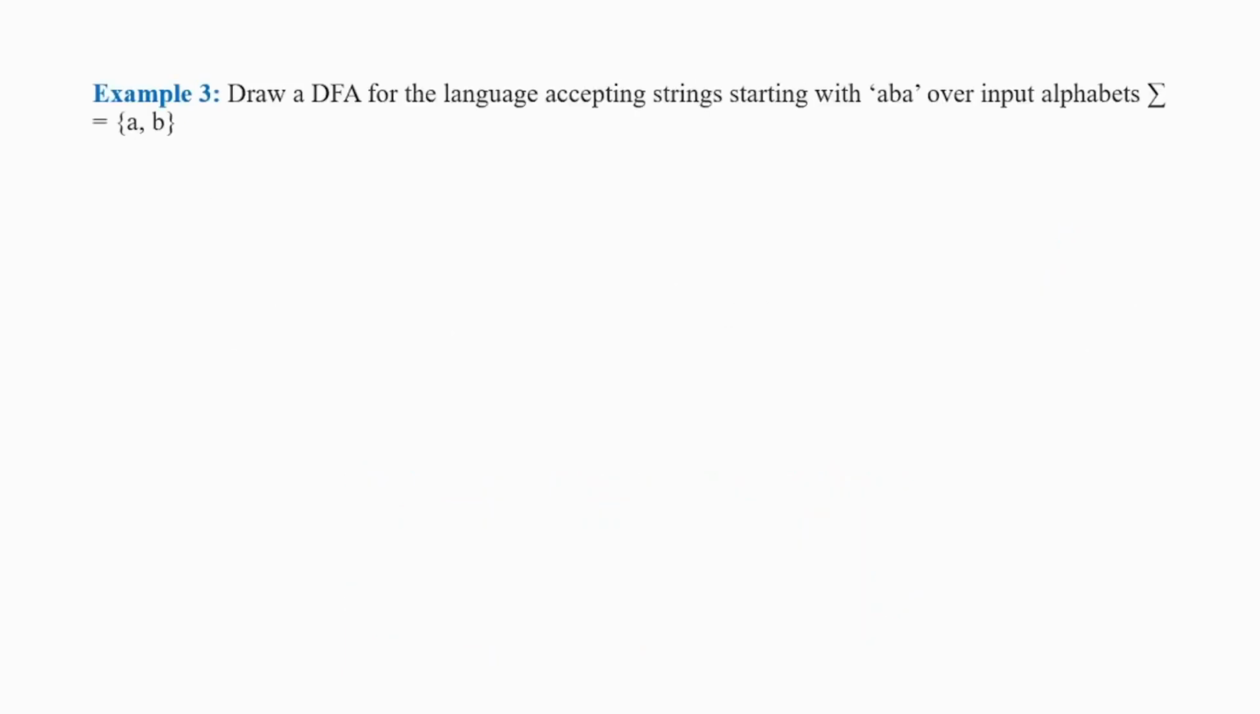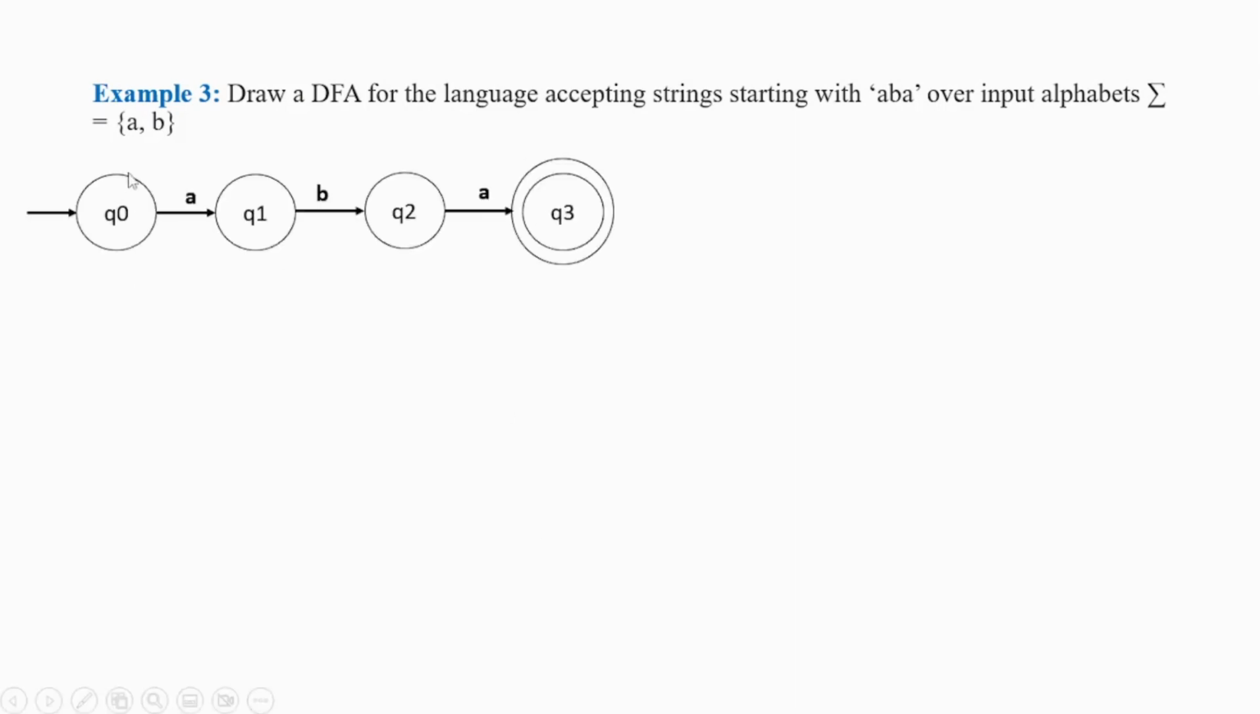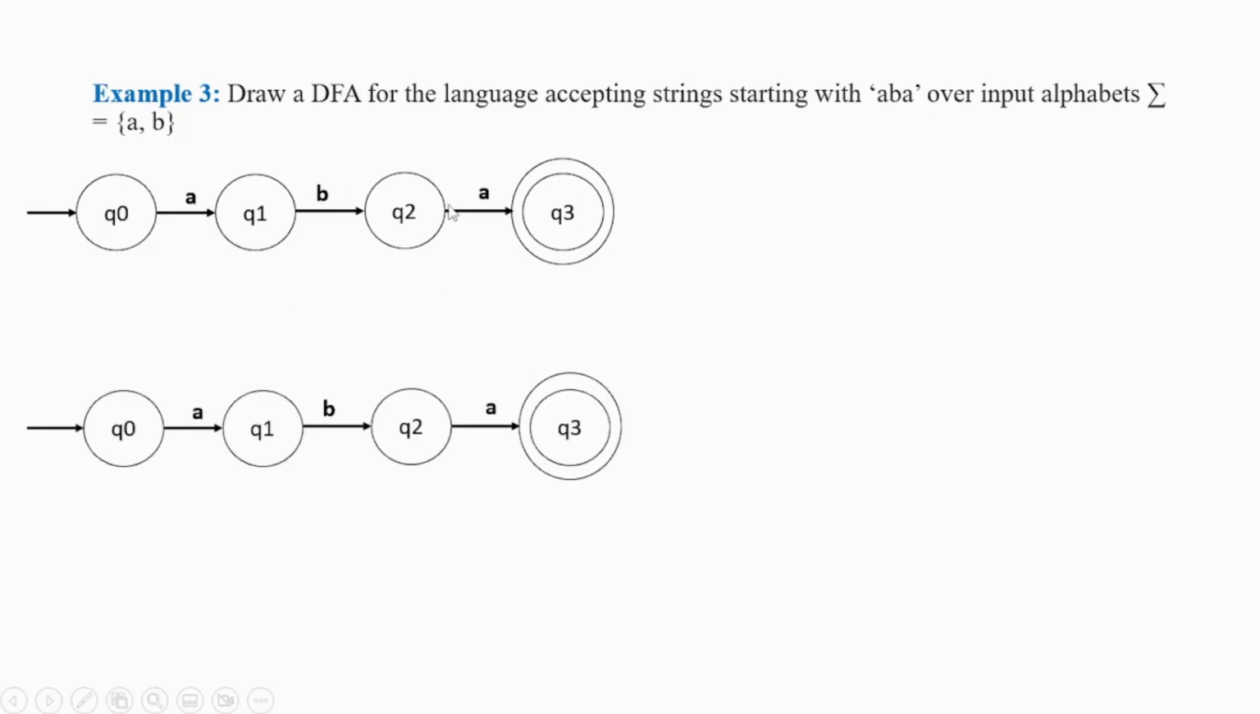Okay. Next example is draw a DFA for the language accepting strings starting with ABA. So the condition is it must start with ABA. So this is similar to example 1. So it should start with ABA. If it has ABA, then it will be entering into the final state. It should have ABA. That is the thing, right? Then it will be entering into the final state.